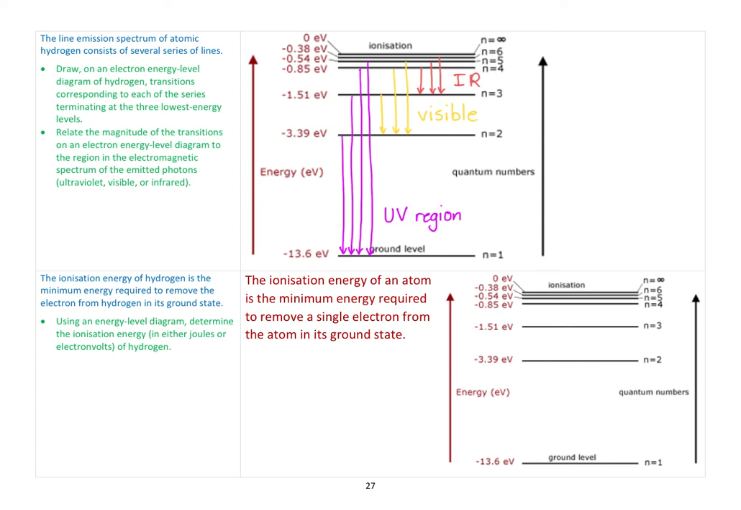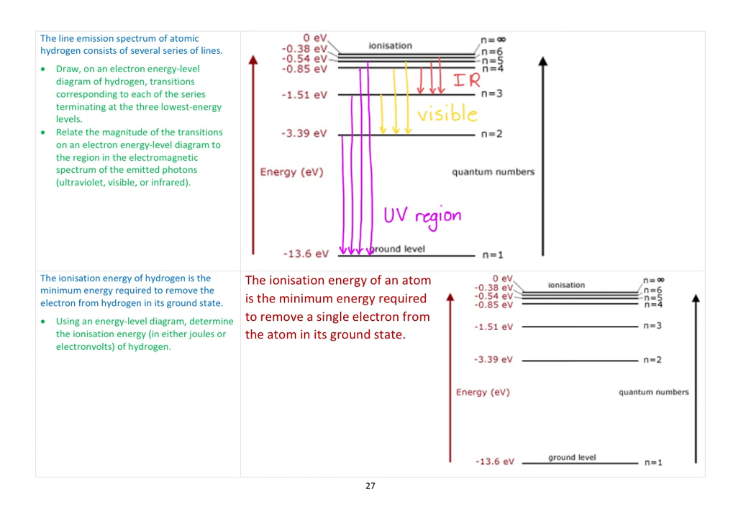So you should be able to draw the transitions and then relate them: basically high energy, high frequency, short wavelength; moderate energy, moderate frequency, moderate wavelength; low energy, low frequency, long wavelength.